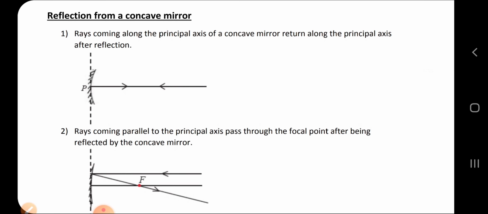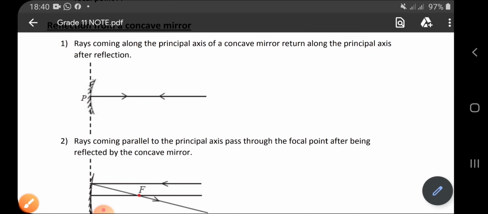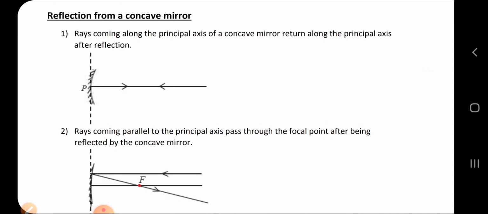So let's go to the next subtopic, reflection from a concave mirror, right? There are some principles which are used to draw ray diagrams formed by convex or concave mirrors. There are basically 5 rules, right? Let's talk about each one of them separately. Number 1, rays coming along the principal axis of a concave mirror return along the principal axis after reflection.